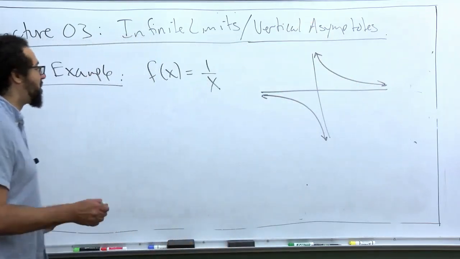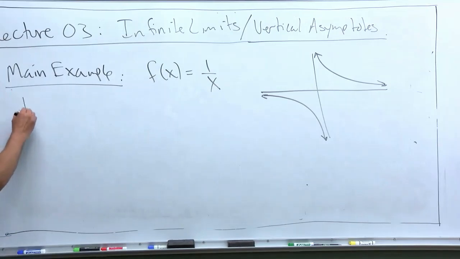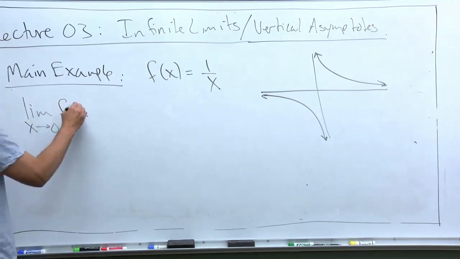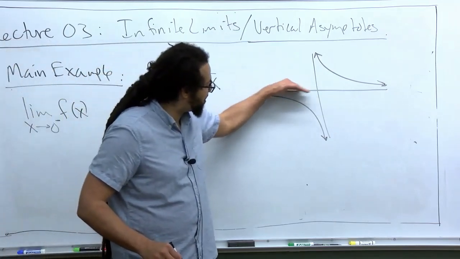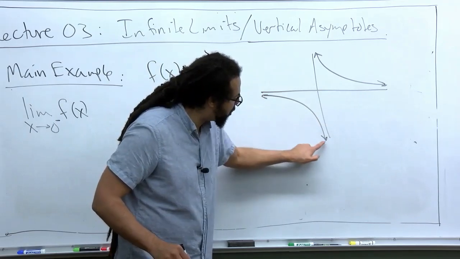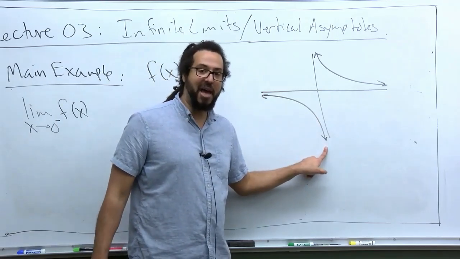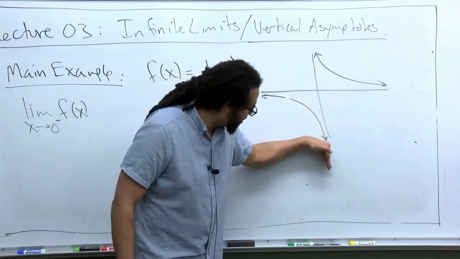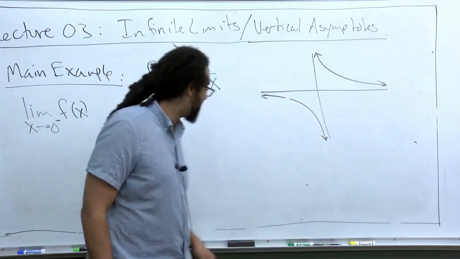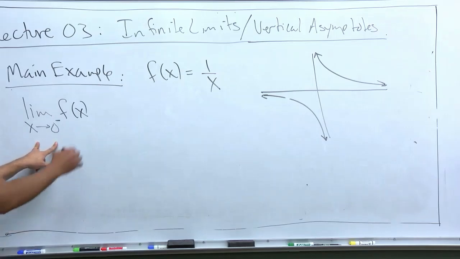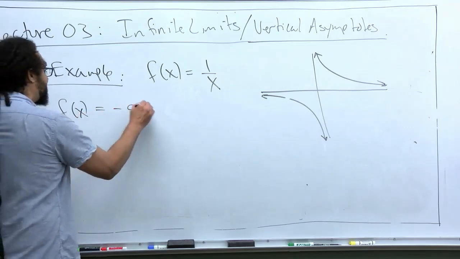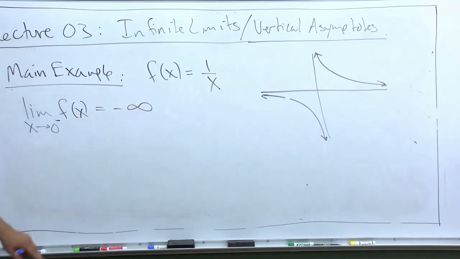And so we want to ask the question, what is the limit as x approaches 0 of this function, let's say from the left? So as x gets close to 0 from the left, the function grows without bound in the negative direction, right? So it becomes more and more negative. So in this case, we say the limit as x approaches 0 from the left then is negative infinity. So it's okay to answer with infinity in this case.